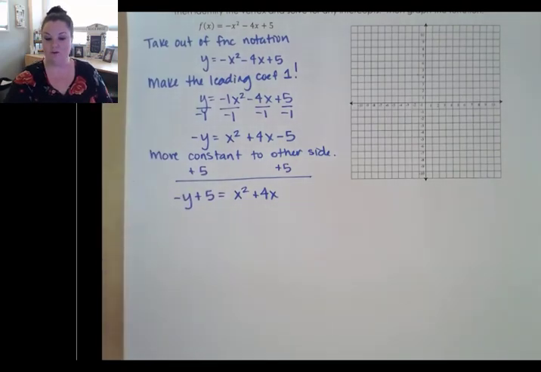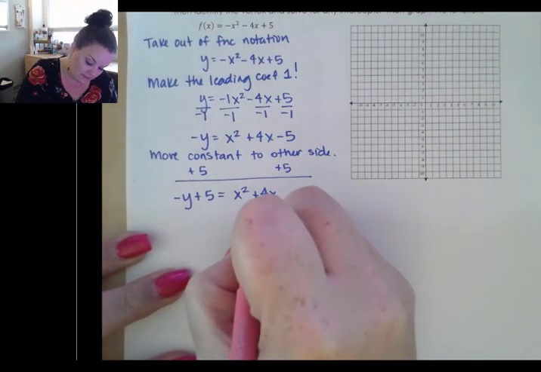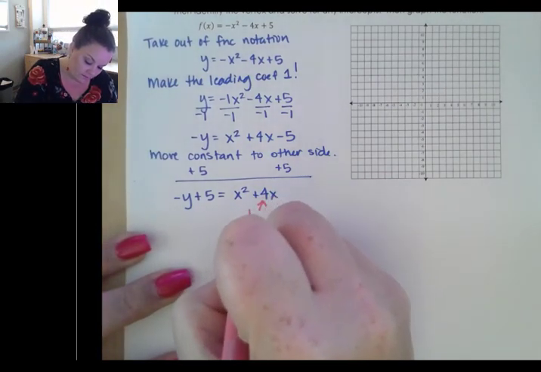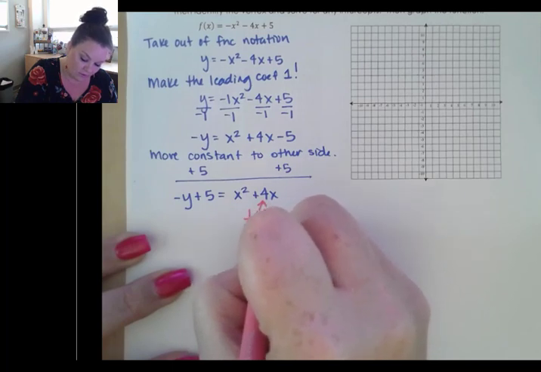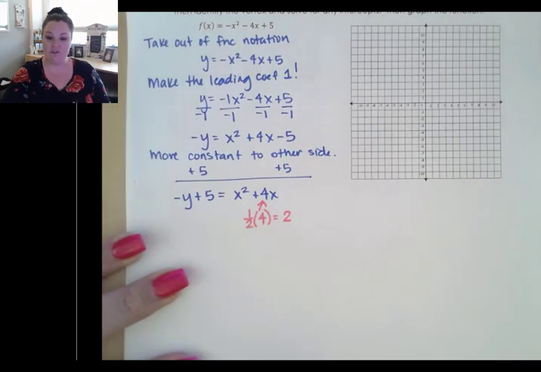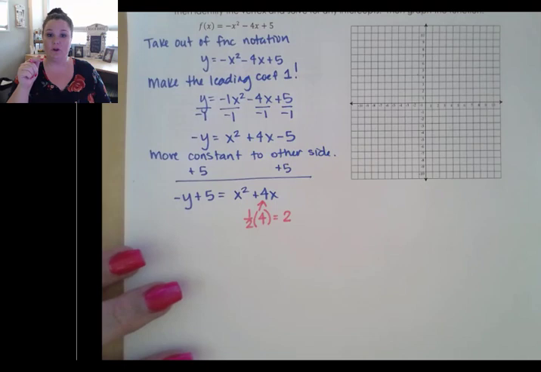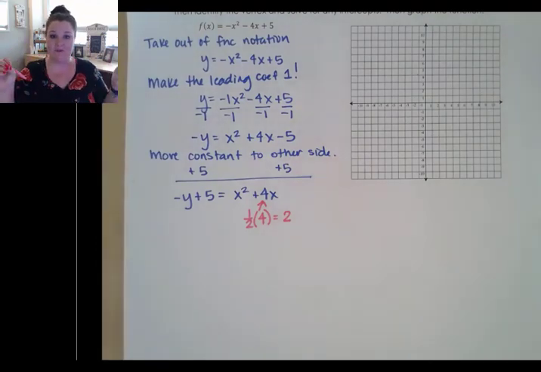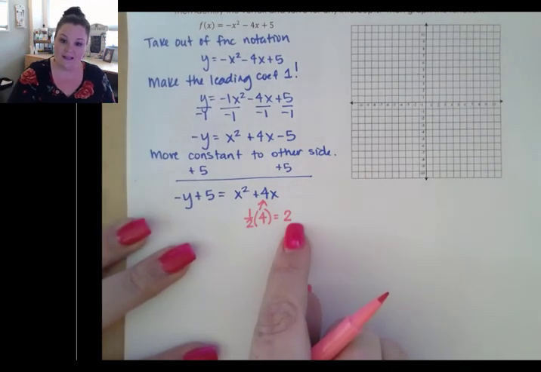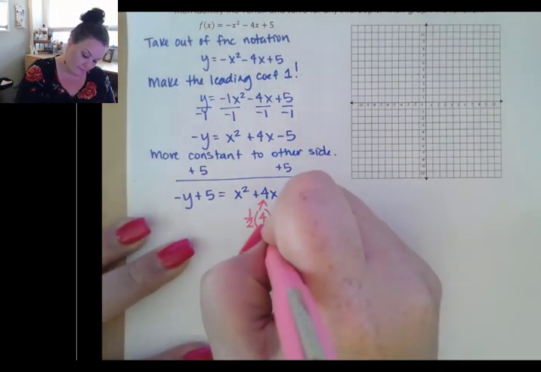So remember when we went over completing the square, we take half the x term coefficient. So if I take half of 4, that gives me 2, right? And that's what we're going to square and add to both sides, right? Or that's what we can square and add to both sides and then use a shortcut. But either way, we need to square 2 and add it to both sides.